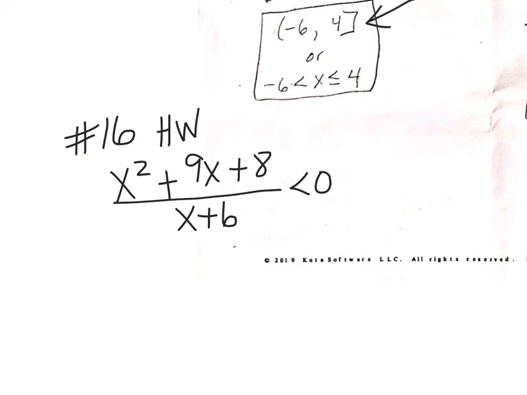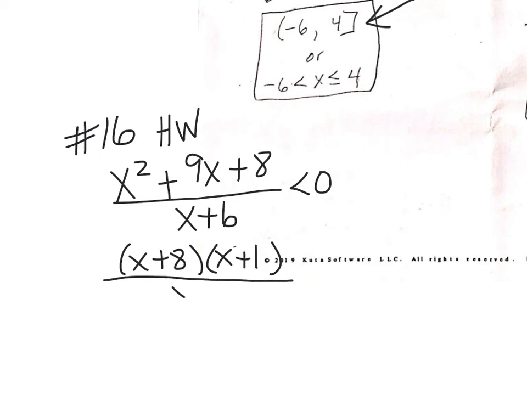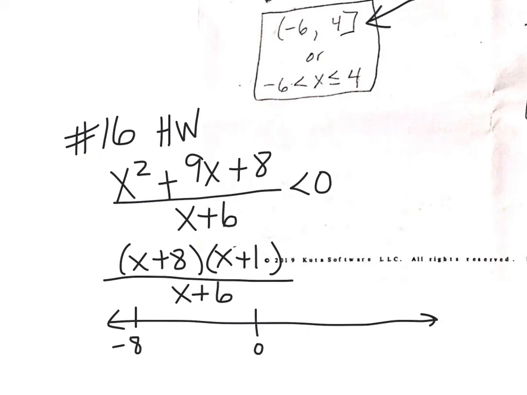All right, so the first thing you need to do is factor the numerator. So we factor the numerator and we get x plus 8, x plus 1, all over x plus 6. Now we can get our critical points and put them on our number line. So our critical points are going to be negative 8, negative 6, and negative 1.